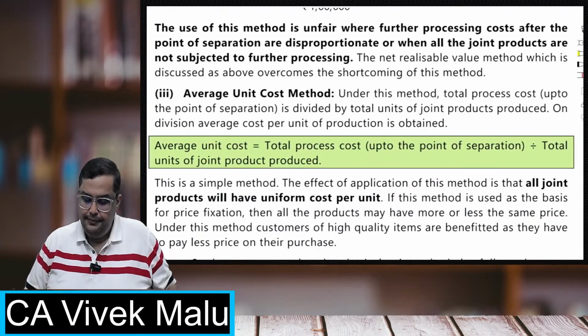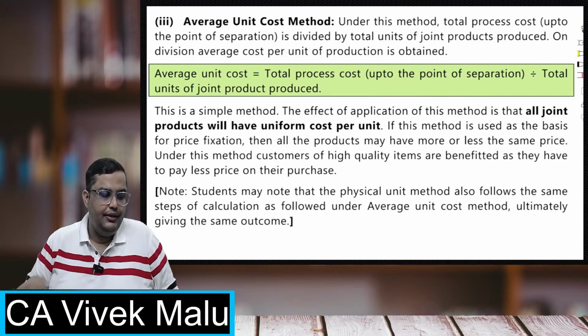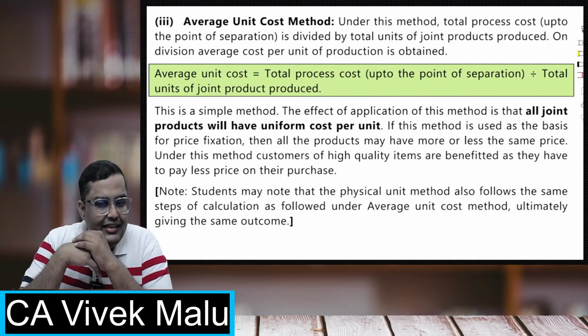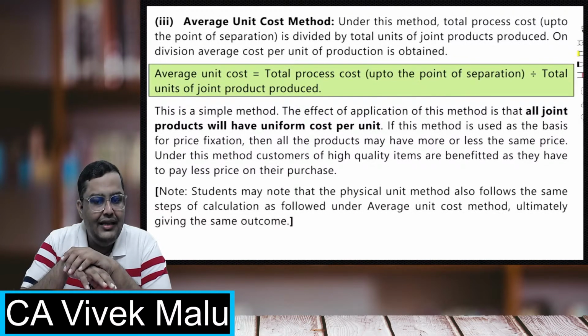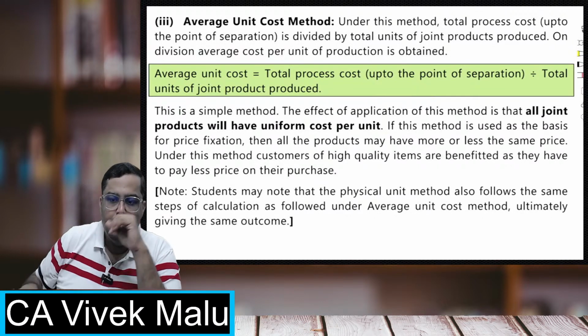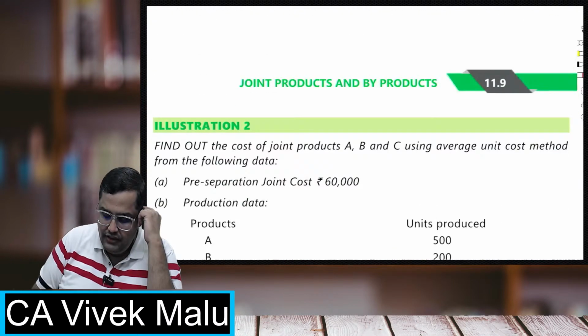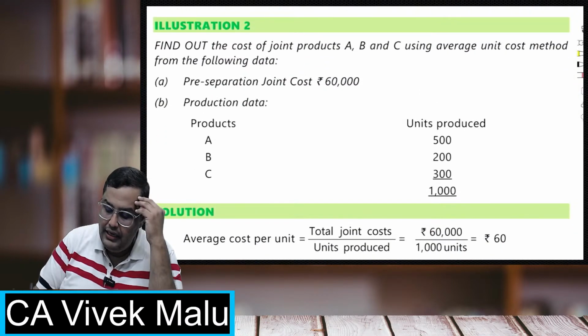The next method is average unit cost method. One of the easiest methods, kind of you can say physical quantity method, very similar to the physical units method. See this question, you can easily do that. There's nothing for me to explain in this.